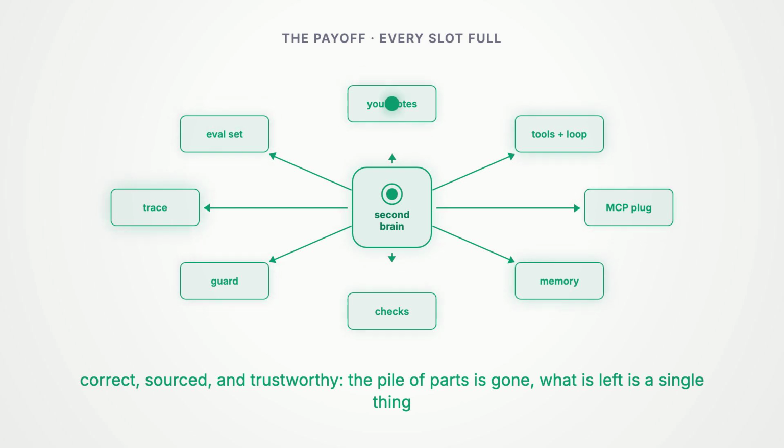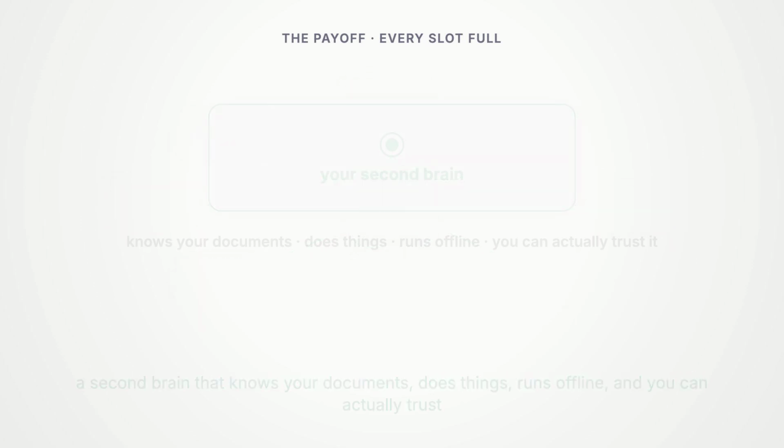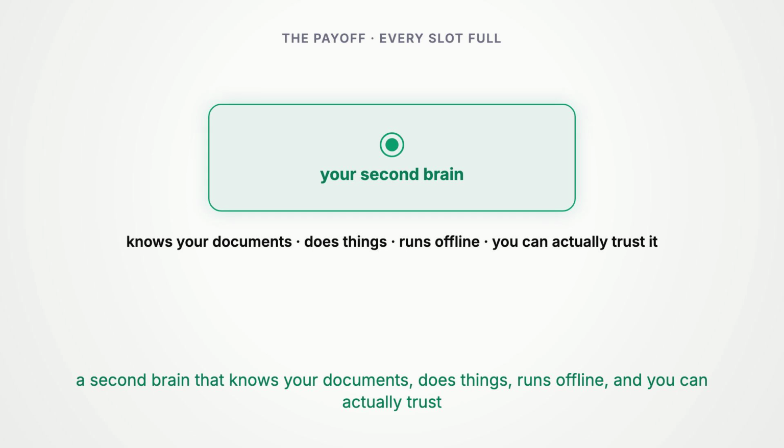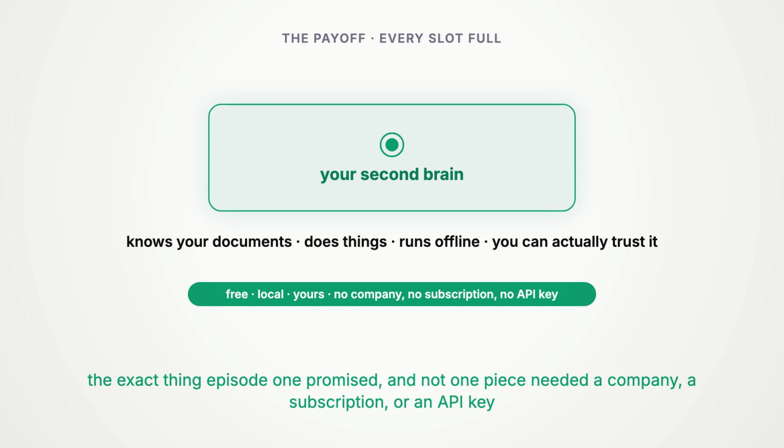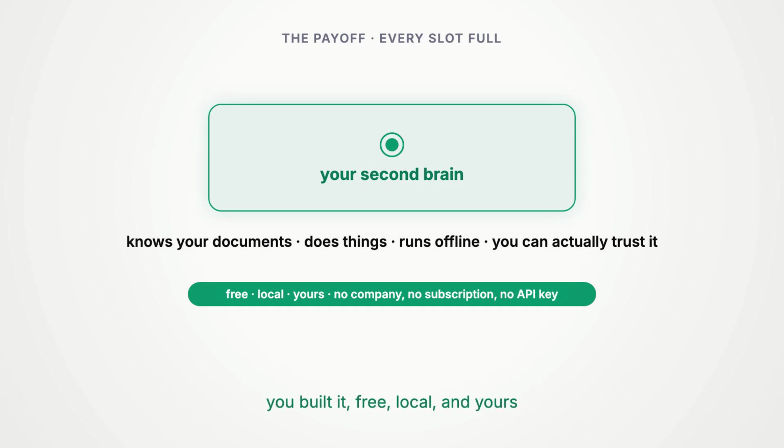The pile of parts is gone. What is left is a single thing. A second brain that knows your documents, does things, runs offline, and that you can actually trust. The exact thing episode 1 promised, now sitting on your own computer. And not one piece of it needed a company, a subscription, or an API key. You built it. Free, local, and yours.